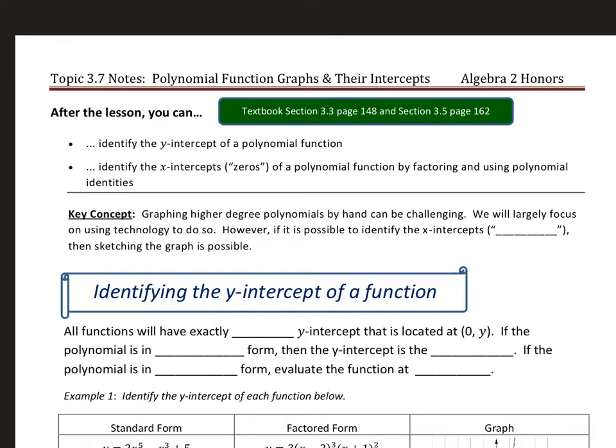Okay, so remember, it's important that the textbook calls the X-intercepts the zeros. So I'm going to use those terms as one and the same. The X-intercepts are where the function crosses the x-axis, and that's also what we call the zeros. And the Y-intercept is where the function crosses the y-axis.